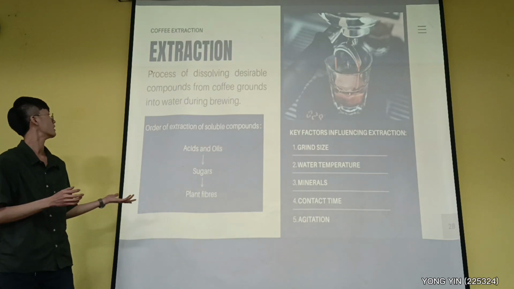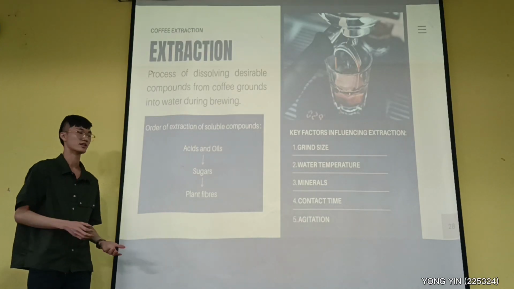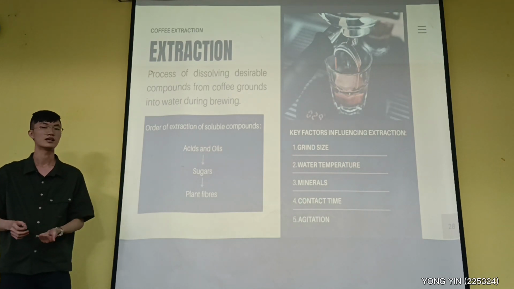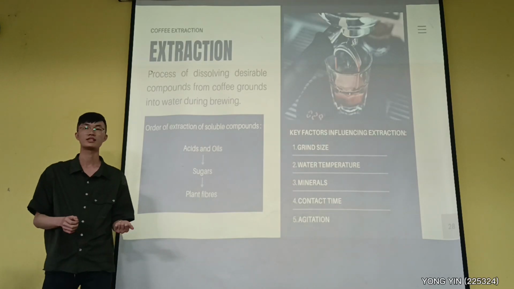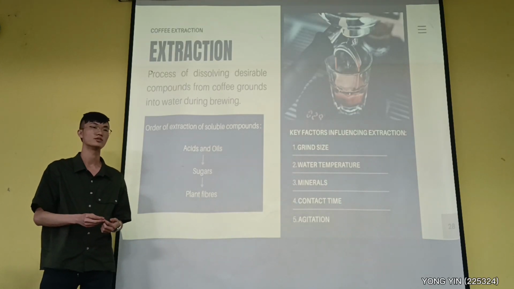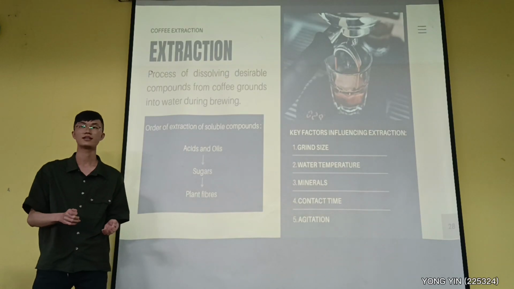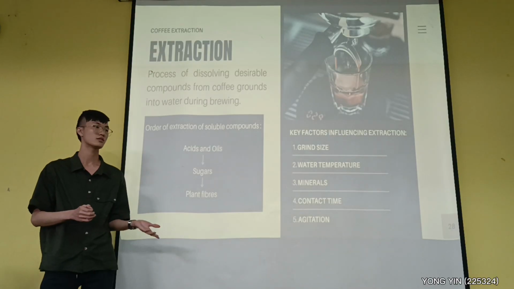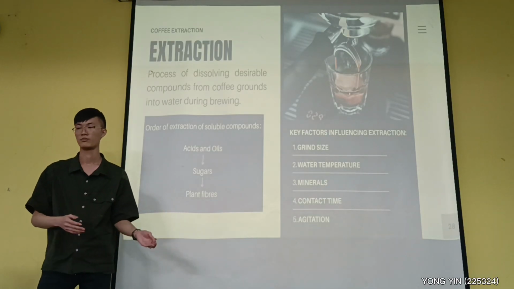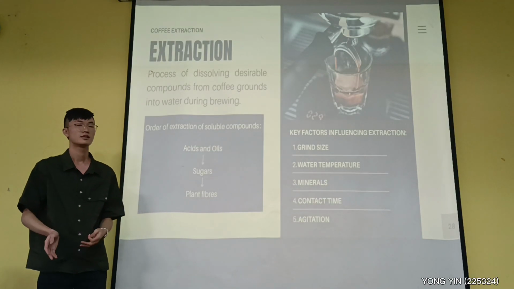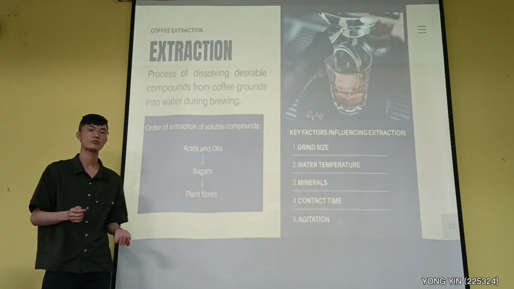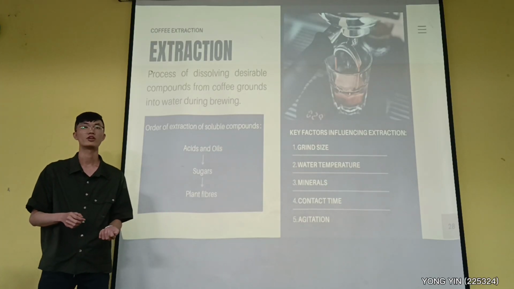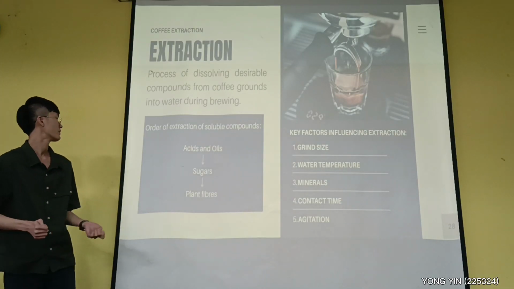And these soluble compounds are extracted in a sequence. Firstly, acids and oils are extracted. Acids are relatively simple in chemical composition, so they dissolve in water easily. As for oils, they are hydrophobic, meaning they are afraid of water, so they will be washed out from the grounds during brewing. And at the same time, some light aromatic compounds will be dissolved, which provide notes like floral and fruity notes.